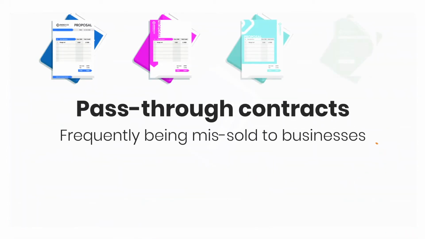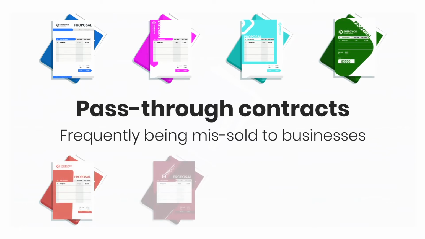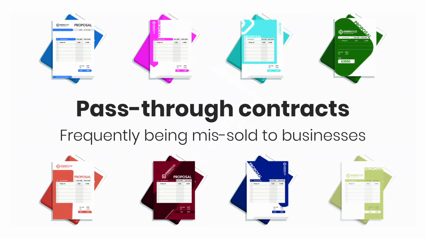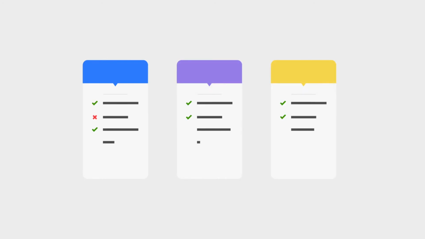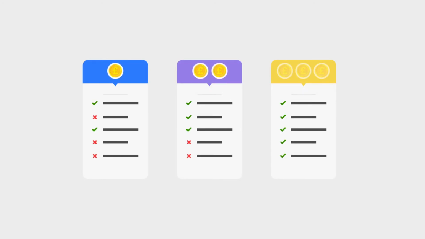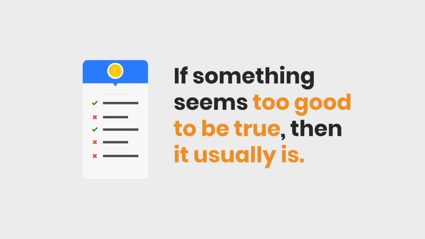These types of contracts are called pass-through contracts, and they are the type that we most frequently see as missold to businesses. Again, this all comes back to the elements that make up your bill. It is critical that you are comparing like for like and that all elements have been included in any evaluation. If something seems too good to be true, then it usually is.